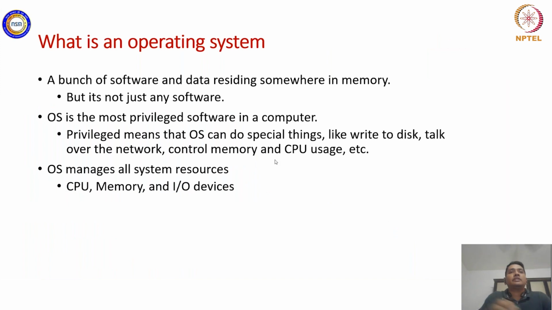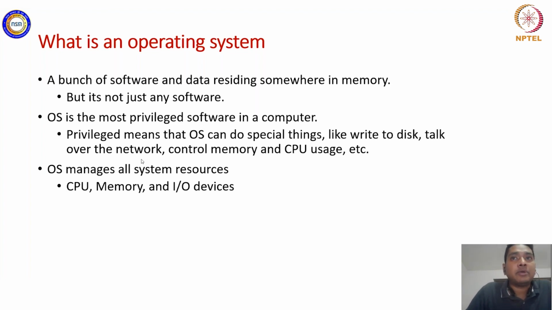An operating system is nothing but a piece of software. Basically it is the same as the software that you have as user applications, and they are all together residing somewhere in memory. But the operating system is not just any other software. The operating system, or OS, is the most privileged software in the computer system. Privileged means the operating system can do some special things which user software or user applications cannot do.